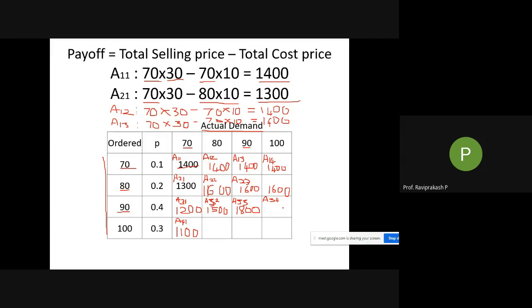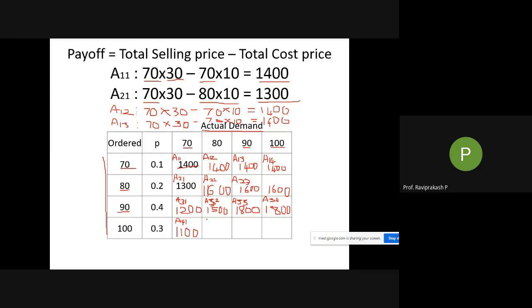What is the value for A34? Sir, it's 1800. How? Because the demand is... how much is the demand? We ordered 90, but the demand is 100. So I can sell only a maximum of 90. Yes. So whatever the value is here will be coming here. That is 1800. Why? Because 90 into 30 minus 90 into 10. I think this is 1800.